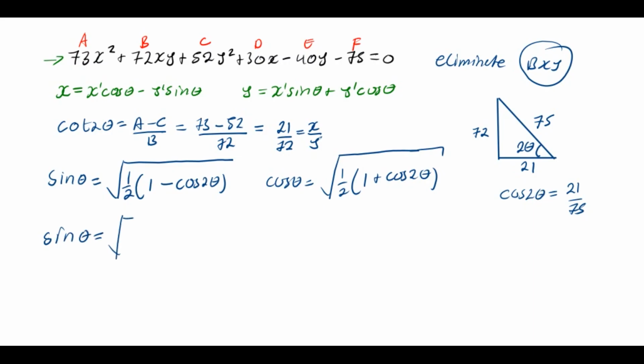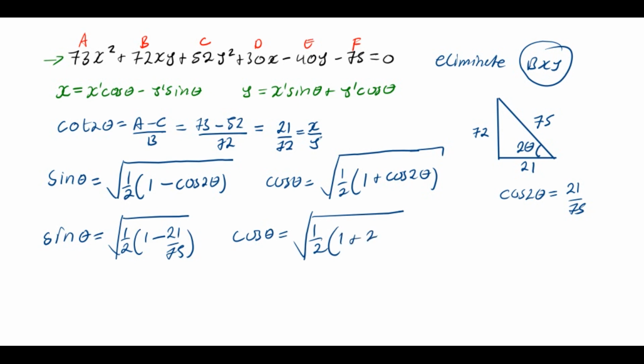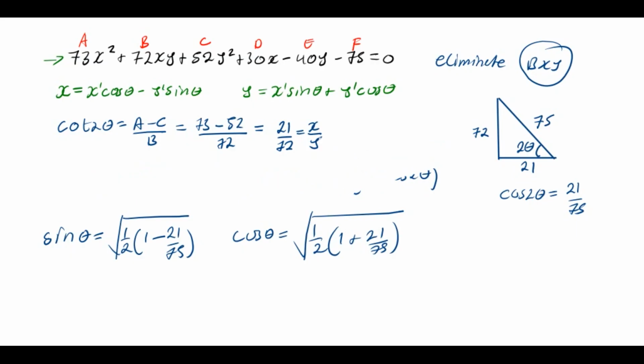So we'll say the square root of 1 over 2 times 1 minus cos 2 theta, which we have determined is 21 over 75. Then cos theta will be equal to the square root of 1 over 2 times 1 plus 21 over 75, like this. Okay, are we okay up to this point? These are just coming from half angle identities. You can just check the table of trig functions.